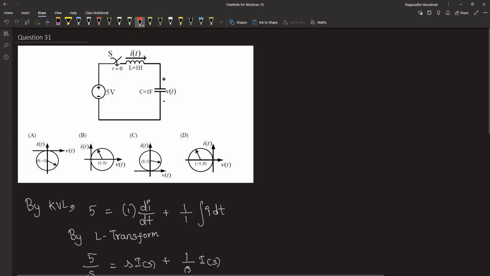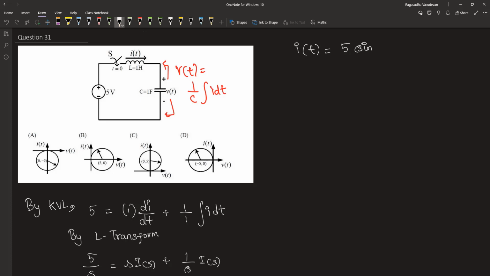The value of V of t is the voltage across this capacitor. V of t is equal to 1 by c into the integral I dt. Let's make use of this and find out V of t. We found out the value of I of t to be 5 sin t.